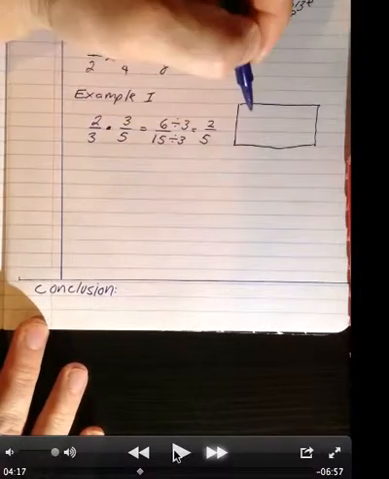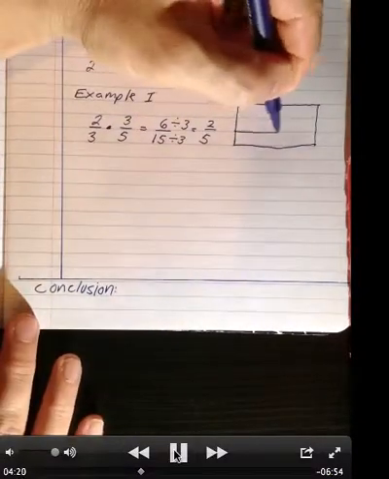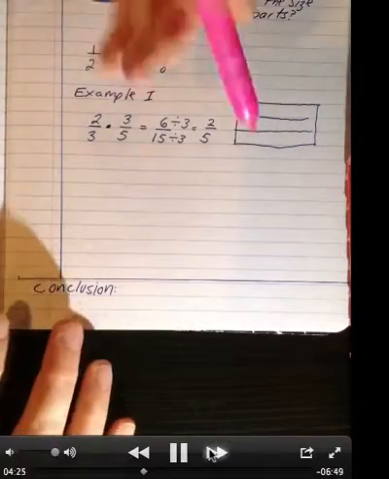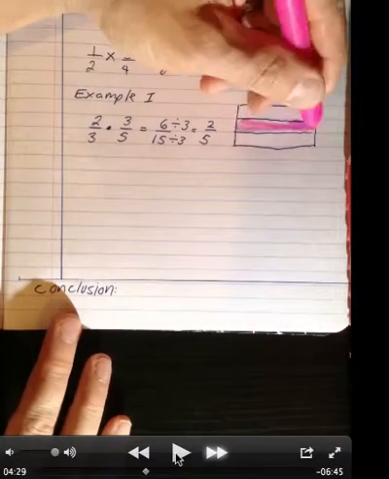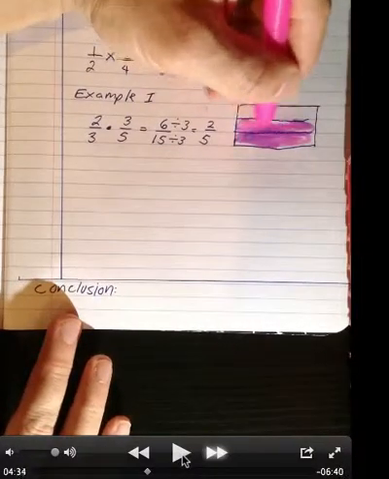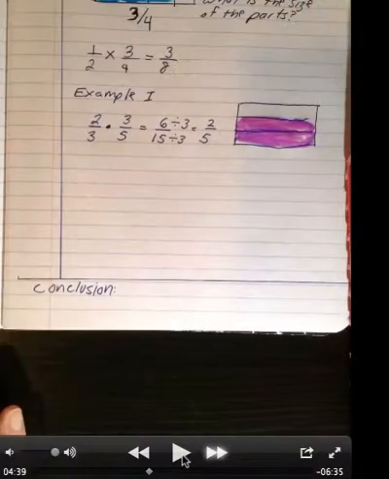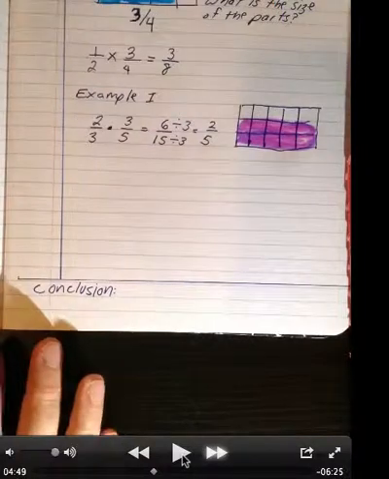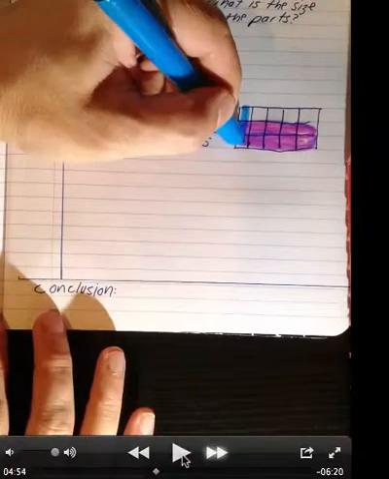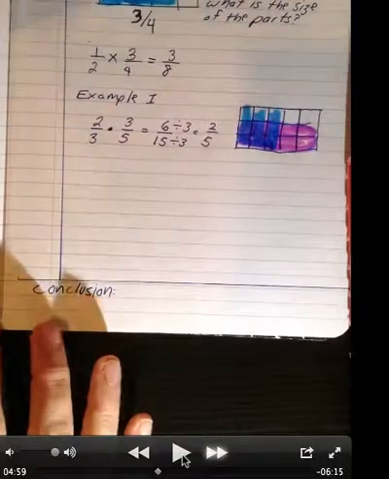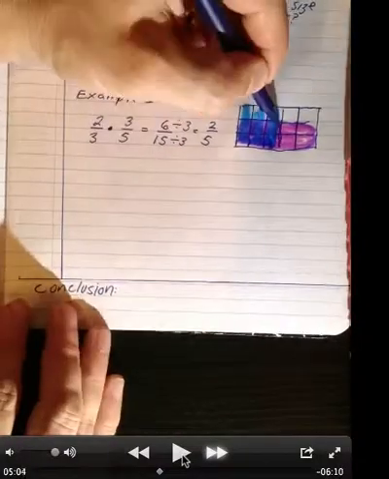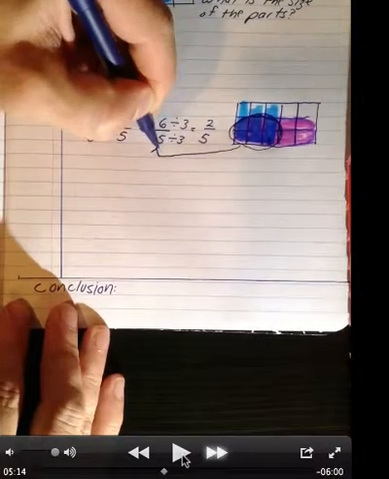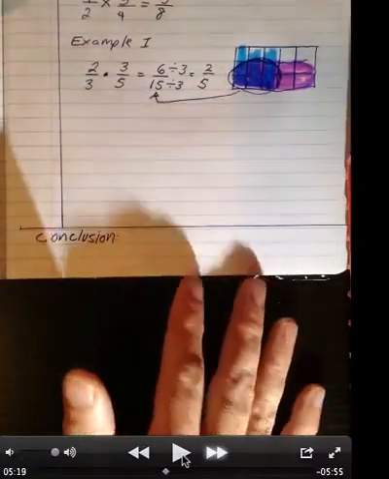We can draw a picture of this and split it into 3 parts, left to right, shading in 2 of those, and 5 parts going up and down, shading in 3 of those. And then we can see how many of those parts are shaded with both colors. It turns out 6 out of the 15 parts are shaded in both colors. So that represents the answer to 2/3 times 3/5.